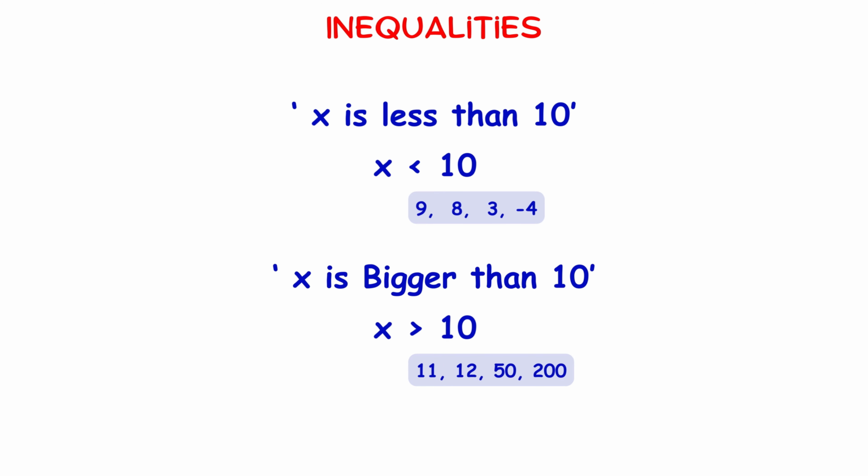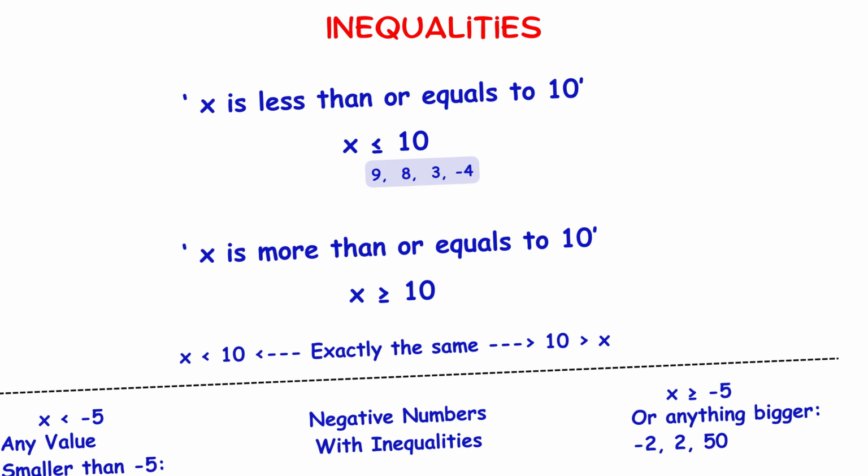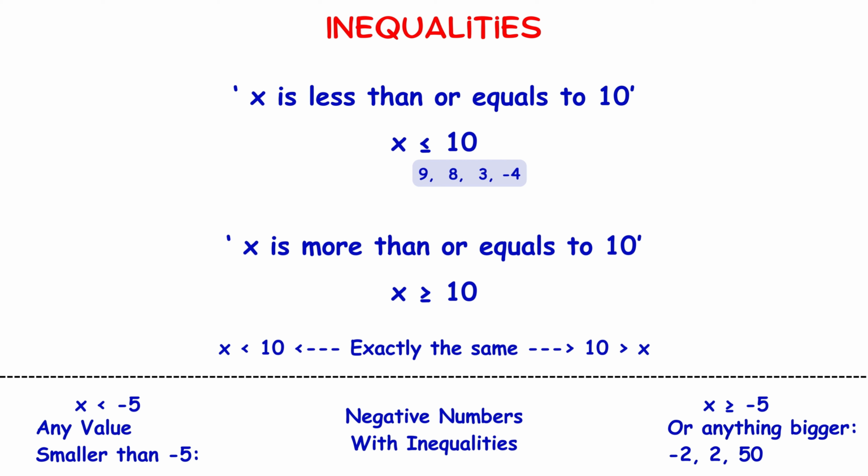So one way that might help you remember it is remember that the less than sign looks a little bit like an L. So L for less than. And if you can remember that, then you know that the other sign, which doesn't look like an L, must be the more than sign.